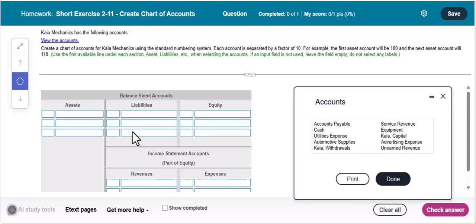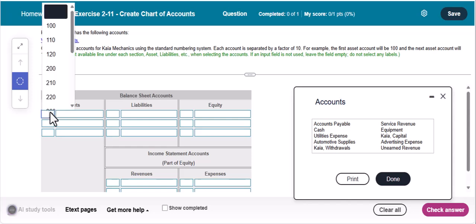So let's first start by finding our assets. We have a maximum of 3 assets. Just because there's 3 lines doesn't mean we have to fill them all. So accounts payable here, the first one, that is a liability. However, the next one, cash, is definitely an asset. So we're going to start with this first asset account of 100, and that'll be cash.